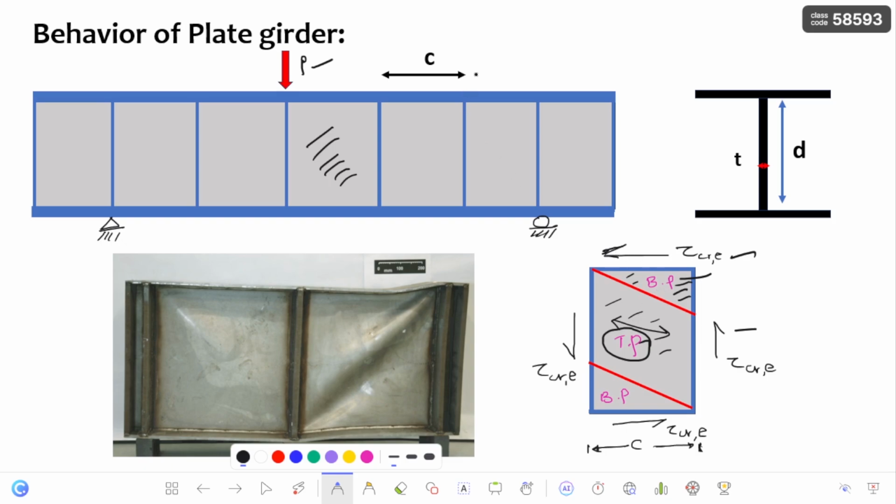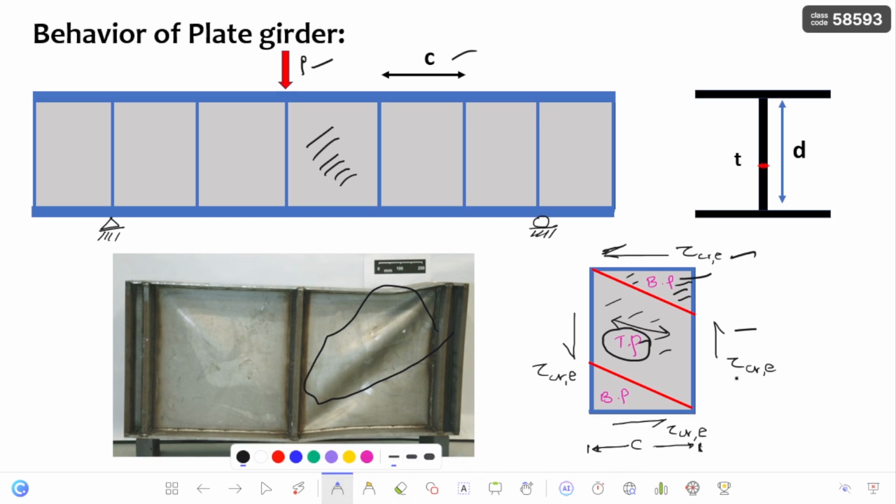For example, if you are going to increase the spacing between the transverse stiffeners, then what is going to happen? The tension field action is not going to develop efficiently, so the shear strength of the plate girder is going to decrease gradually as the spacing between the transverse stiffeners increases. So here you can see this is the buckled panel. Once the initial buckling is generated in the web, you can see this is the buckled panel of the plate girder. This is how the web is going to buckle.